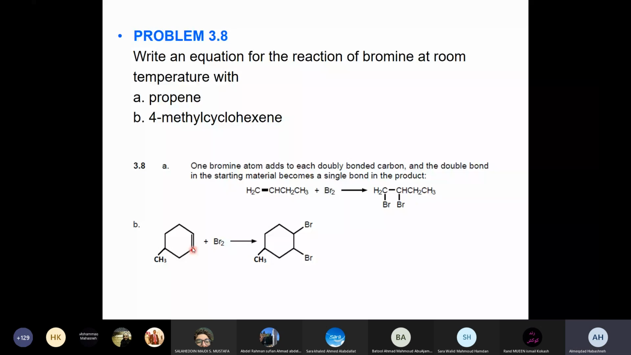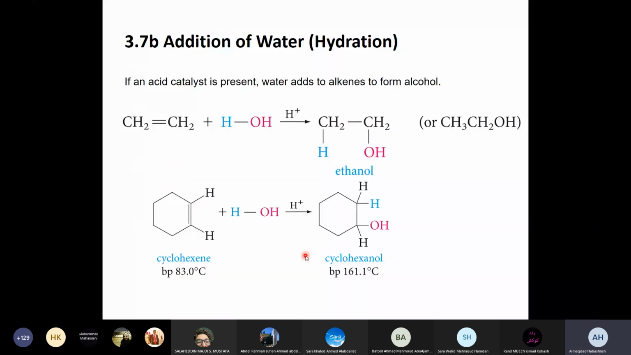Now, addition of water. Water is added to the double bond by adding H to one of the carbons and an OH to the next carbon at the double bond. Okay? So hydrogen is added to one of the carbons at the double bond. OH is added to the second carbon at the double bond. And the product is going to be ethanol.